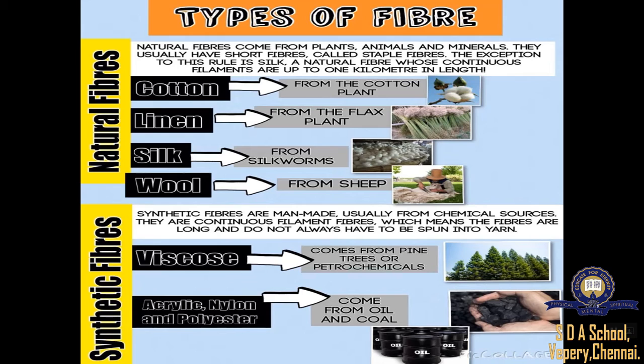Plant fibers are obtained from plants like cotton, flax, jute, etc. From animals, we get wool and silk. Cotton: people in India and Egypt were the first to make cloth from cotton. Cotton plants grow best in black soil and a warmer climate.